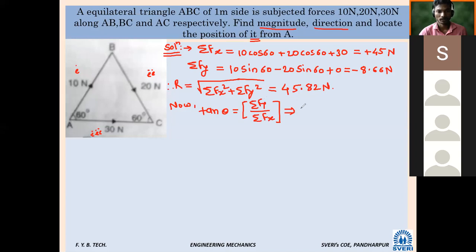Theta is equal to tan inverse of summation Fy over summation Fx, which is minus 8.66 divided by 45. Only 45. Therefore, theta is equal to minus 10.89 degrees. So these are the two answers.